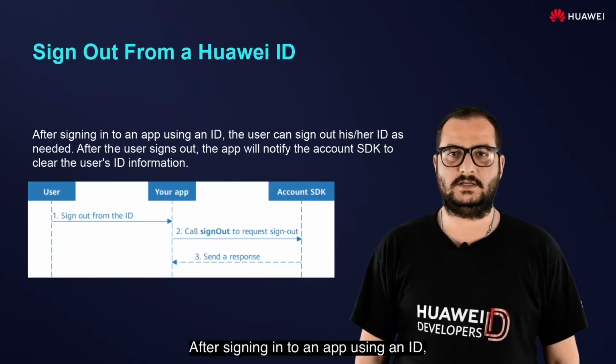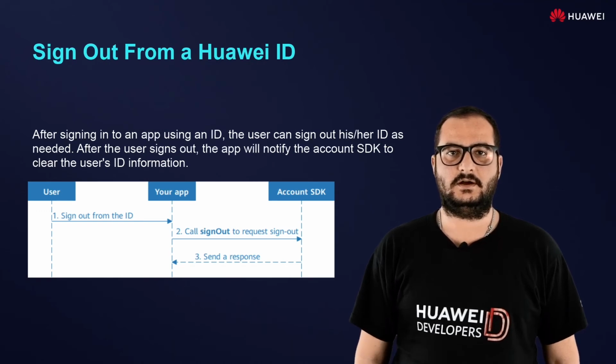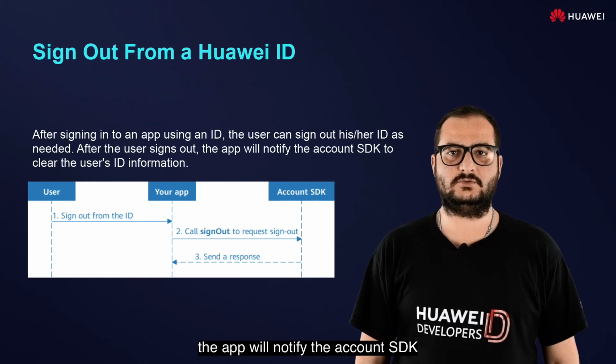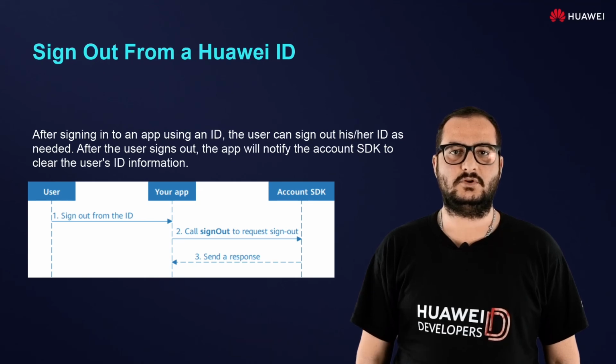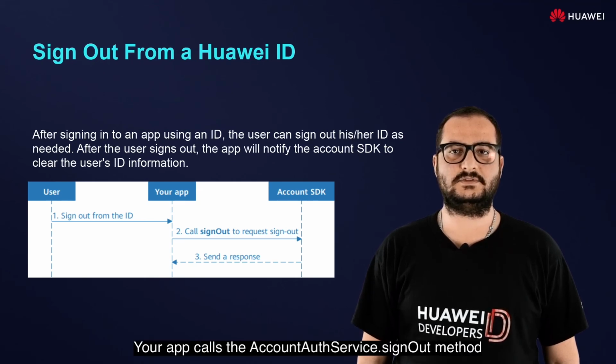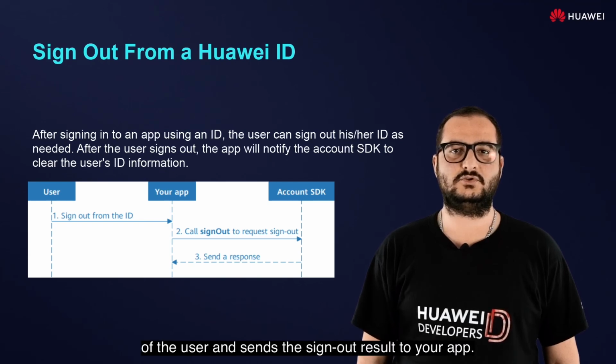After signing into an app using an ID, the user can sign out of his or her ID as needed. After the user signs out, the app will notify the Account Software Development Kit to clear the user's ID information. You can see the service process in here. A user has signed into your app and attempts to sign out. Your app calls the AccountAuthService signOut method to request the Account Software Development Kit to sign the user out. The Account Software Development Kit deletes the sign-in information of the user and sends the sign-out result to your app.